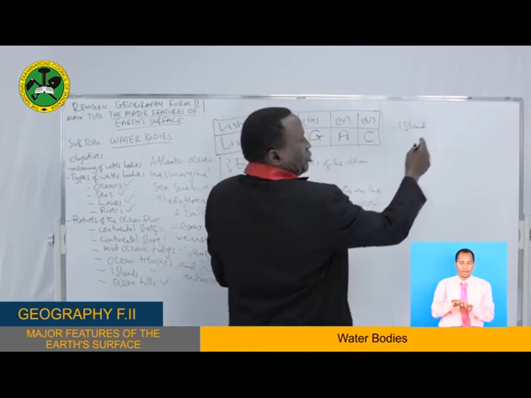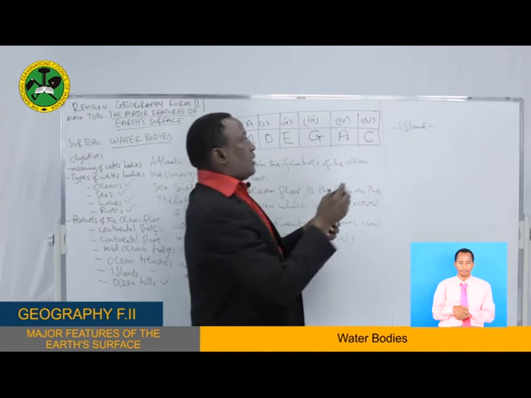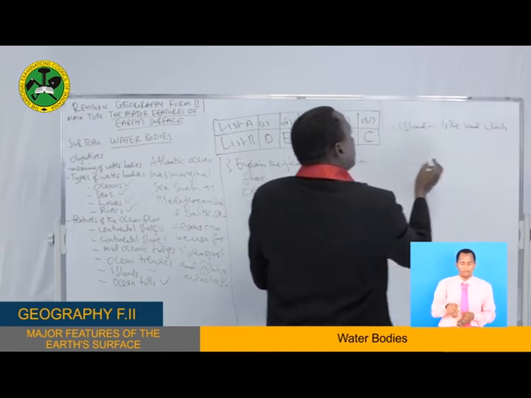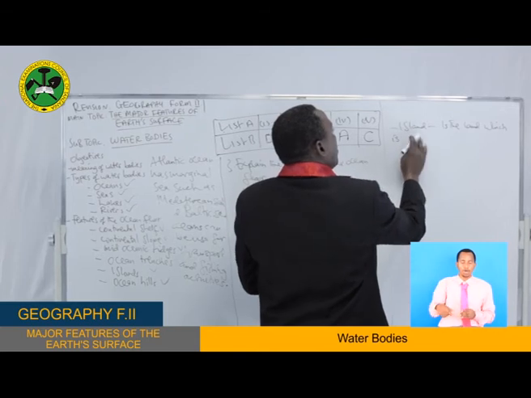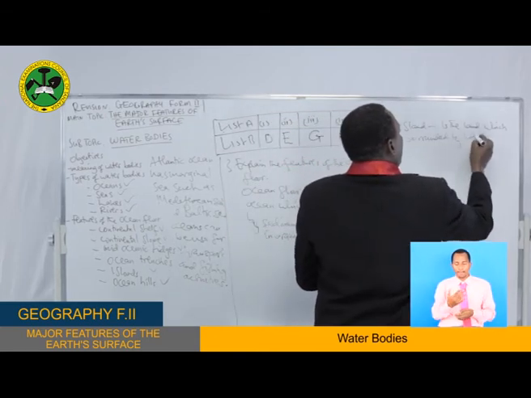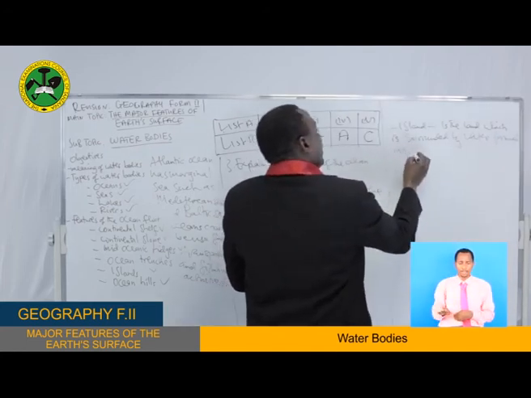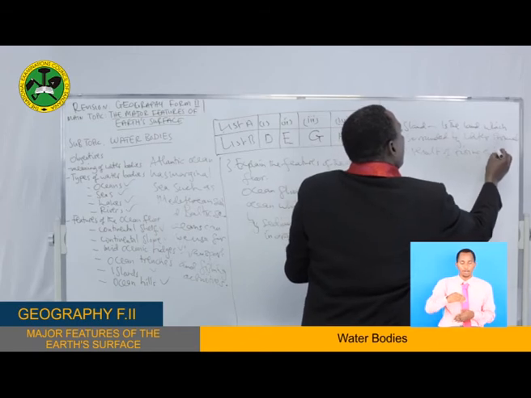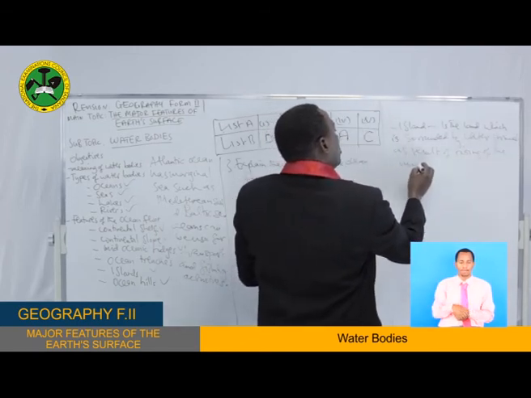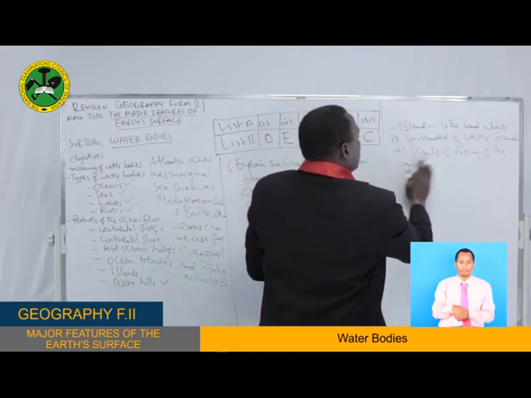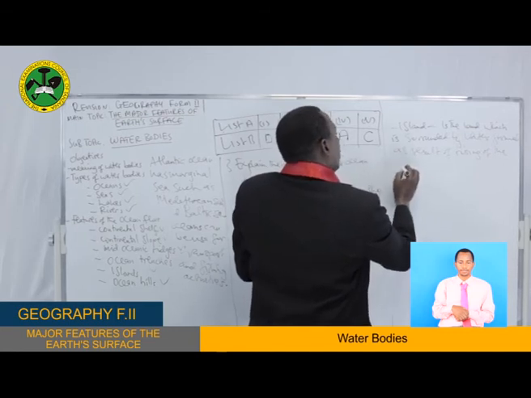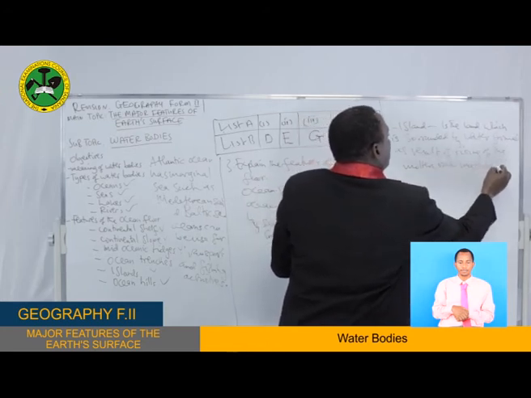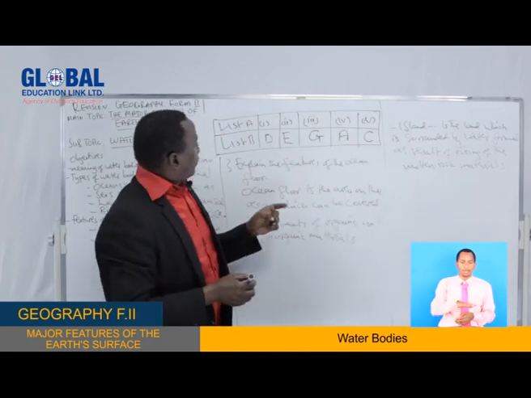Say an island, and give explanation here. As we said, it is the land which is surrounded by water, formed as a result of the rising of molten rock materials. So that is one of the features.